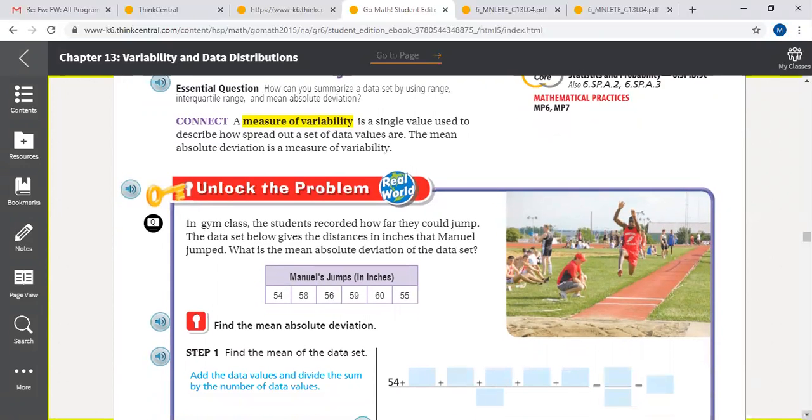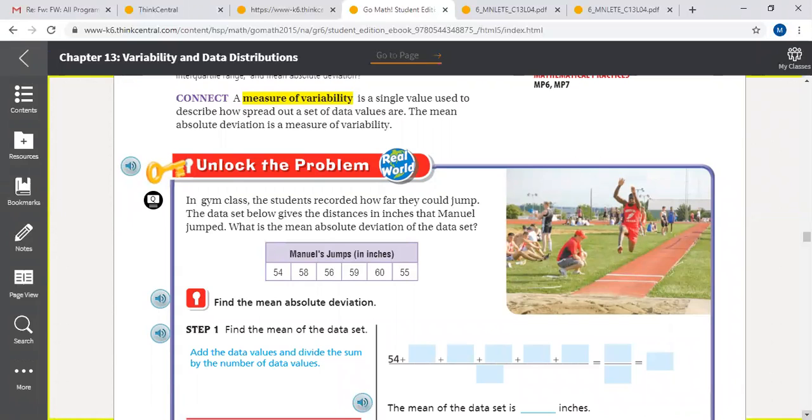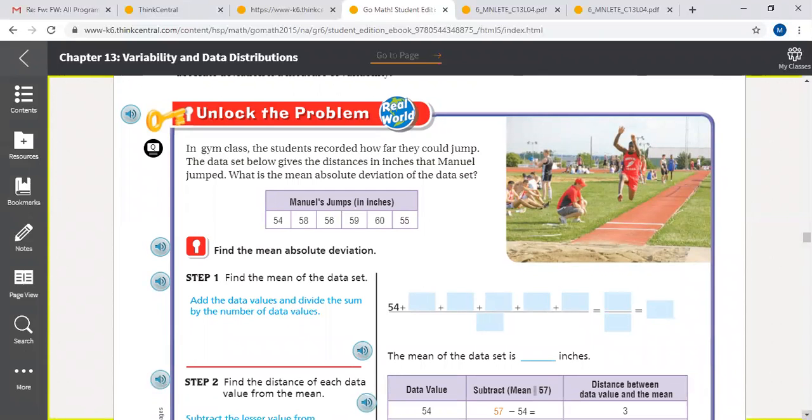Here we have a table and we want to find the mean absolute deviation. We have some steps we must follow. The first step, we must find the mean. How can we find the mean? We will find the sum of all of these values, then divide it by the number of values. So it will be 54 plus 58 plus 56 plus 59 plus 60 plus 55 over 6. Why 6? Because here we have 6 values. The sum of the values is 342. 342 divided by 6 equals 57. So the mean of the data set is 57.